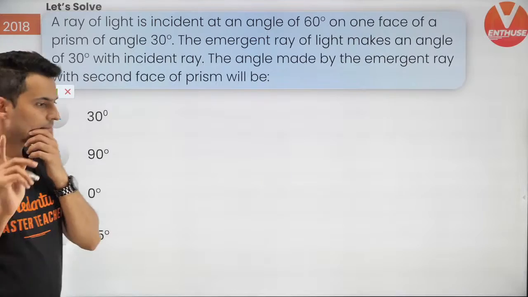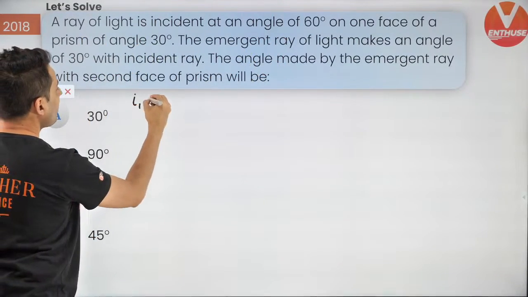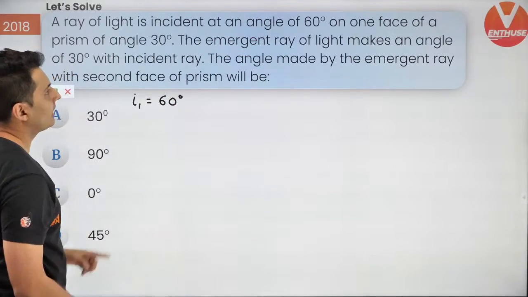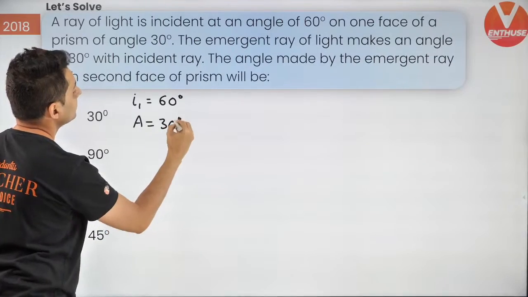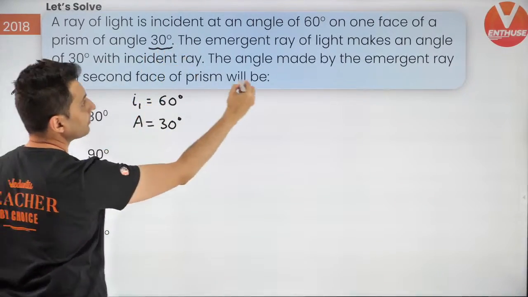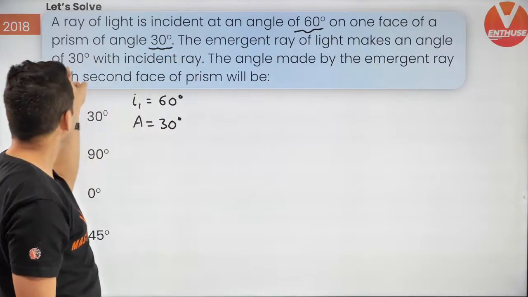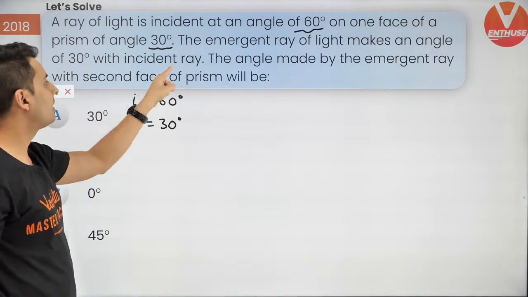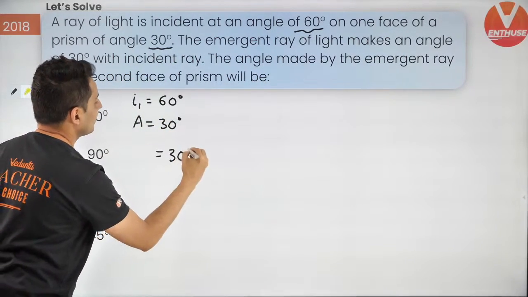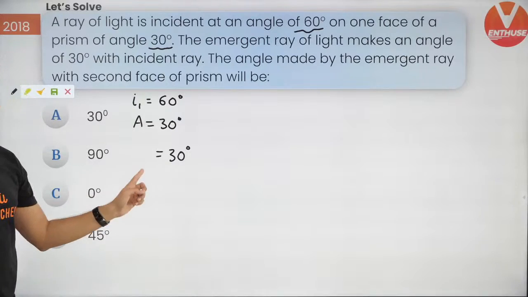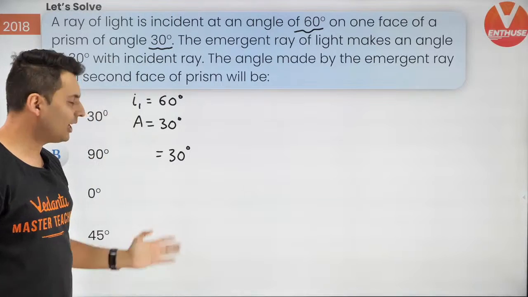So what is given? A ray of light is incident at an angle of 60. I1 is 60 degrees. Next, the angle of prism is 30. So A is 30 degrees. Emergent ray makes 30 degrees with the incident ray. Can you guys tell me what this 30 degrees exactly is? I2, R1, R2, delta? What do you think it is?